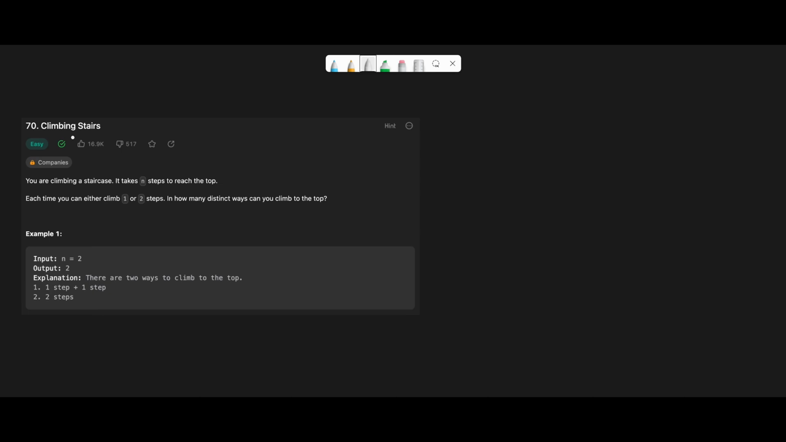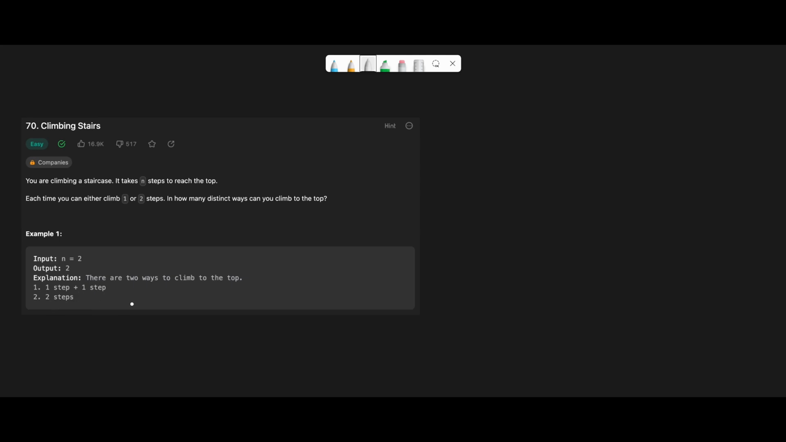Okay, so let's see the real example on this question. Climbing stairs. You are climbing a staircase. It takes n steps to reach the top. Each time you can either climb 1 or 2 steps. In how many distinct ways can you climb to the top? Let's see the example. n equals 2, the output is 2, because there are 2 ways to climb to the top: 1 step and 1 step, or 2 steps.